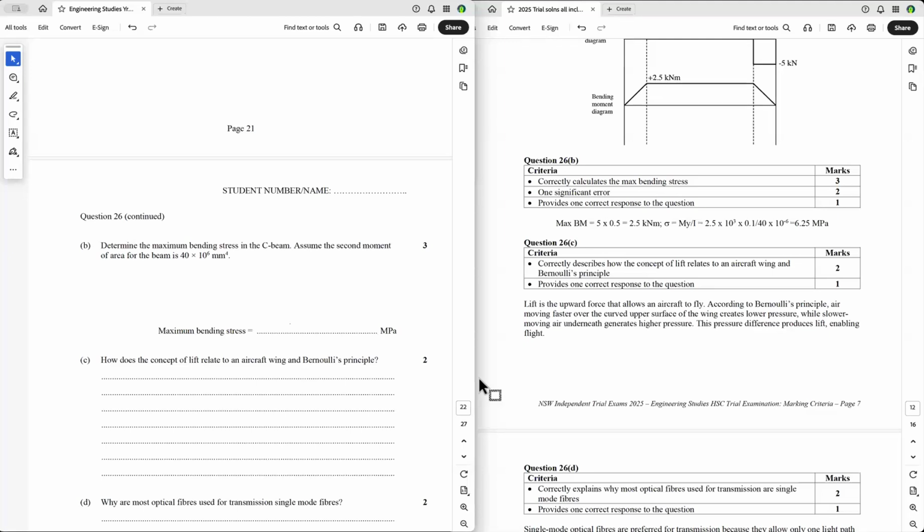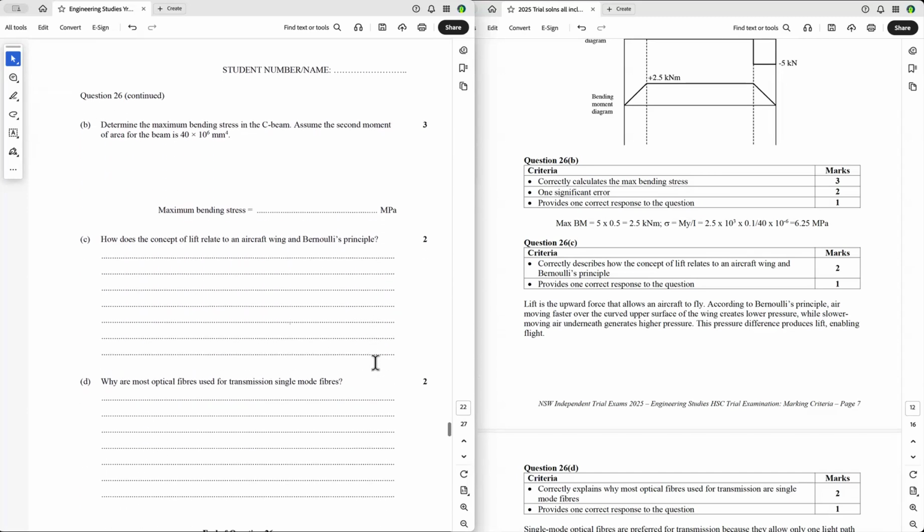And some people put the Newtonian effect with the wing at an angle and it's forcing air down, and to every action there's an equal and opposite reaction, and that's what added to the lift. But the question asks you about Bernoulli, so you have to answer according to Bernoulli.